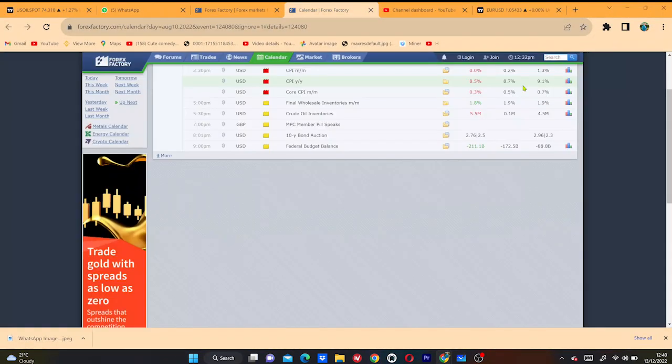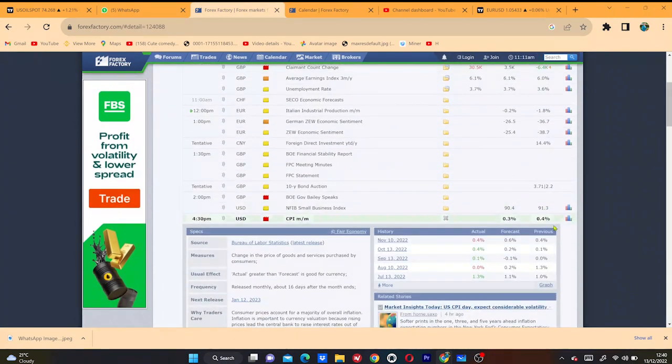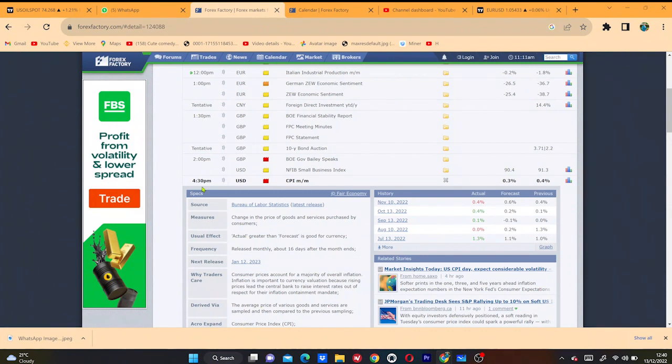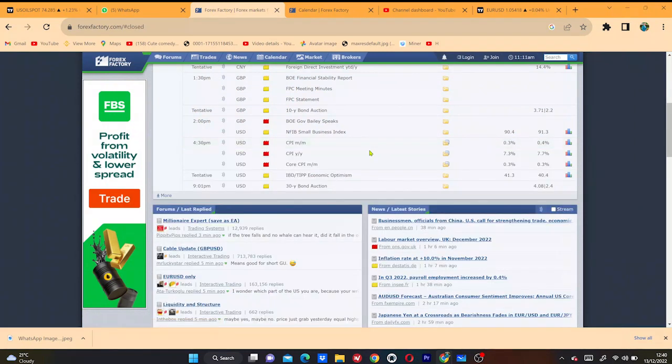The news that we have on our calendar right over here is that at 4:30 p.m. you can see the CPI monthly. CPI is estimated to be released over here, and the CPI yearly and all these are just going to be released in the USA. The reason we are interested in the US dollar is that it is actually the measure of money, commodities, stocks and all that.